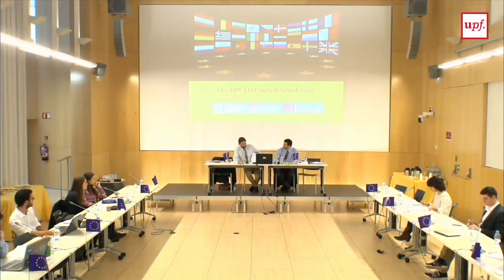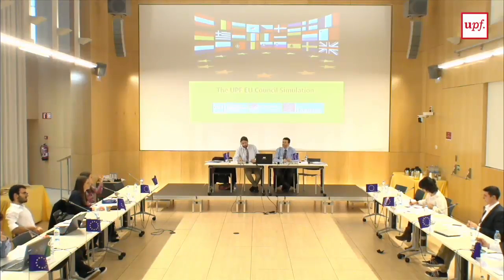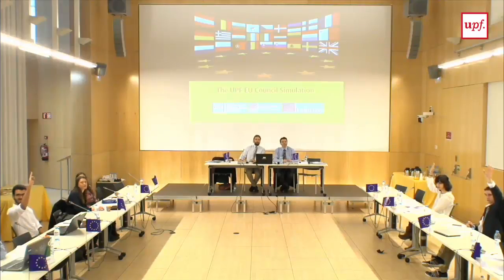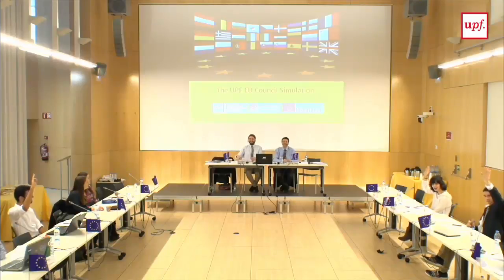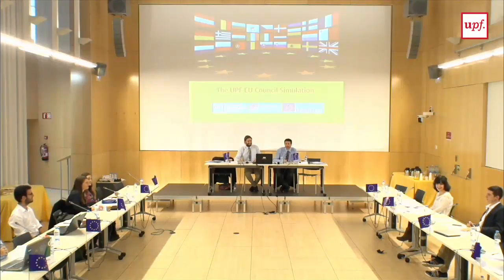We're voting on the proposal of the commission, which is increasing the expenditure ceiling to 1.025 billion euros, which represents 1.05% of GNI. So all those in favor, raise your hands. Any abstention? And any votes against? Okay, well, taking into consideration that abstentions are counted as negative votes in qualified majority voting, we didn't reach an agreement, okay?